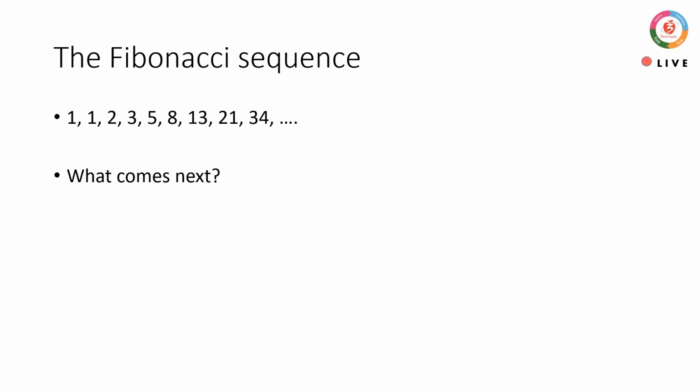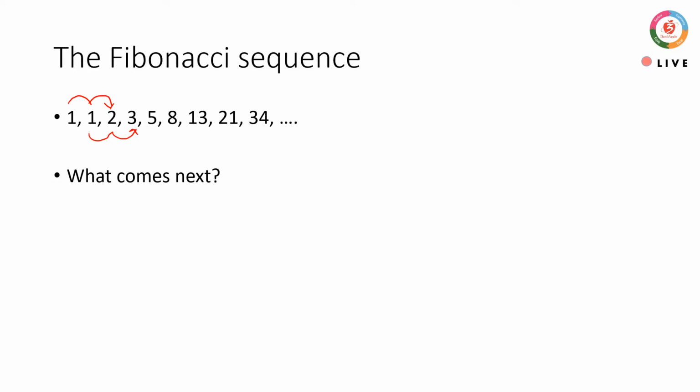If you have observed, first number plus second number, 1 plus 1 is 2. Very good. 1 plus 2 is 3. So each term is given by the sum of the preceding two terms. This is the Fibonacci sequence. Now can you guess what the next number is?